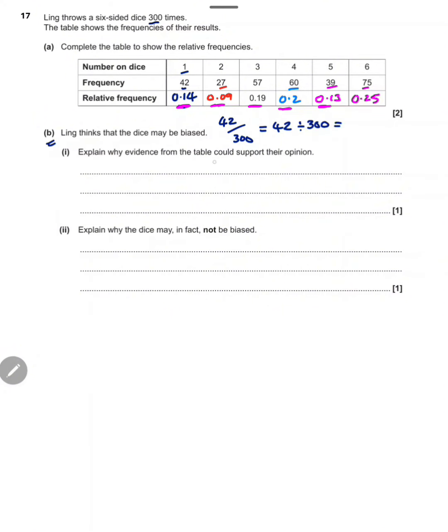Part B says, my mate Ling thinks the dice may be biased. Why does the table support this opinion? Well, if you're throwing a normal dice, you should get the same amount of every number. That would be a fair dice, not biased. So just one more time, if your dice is not biased, we should get the same amount of each number. So I'm going to write that down.